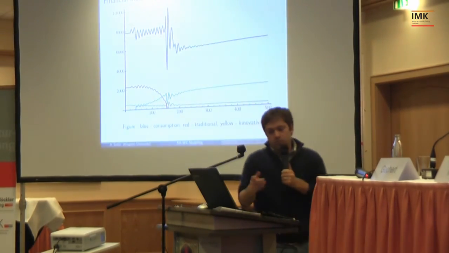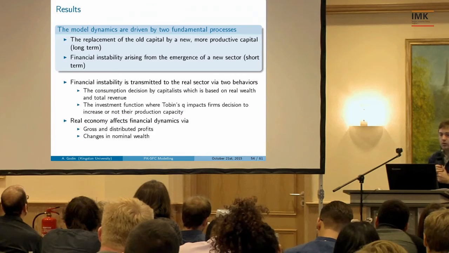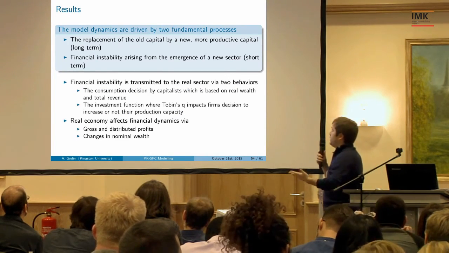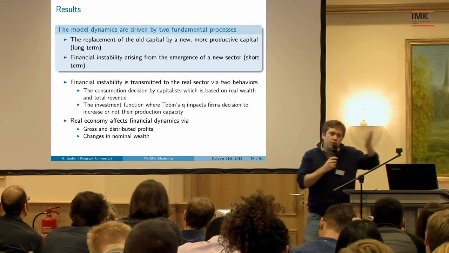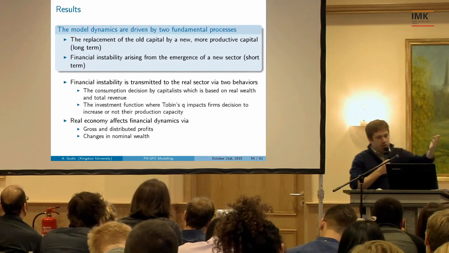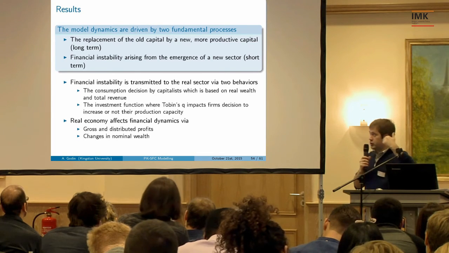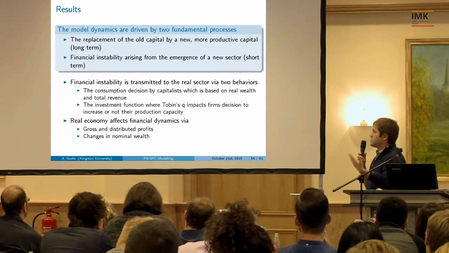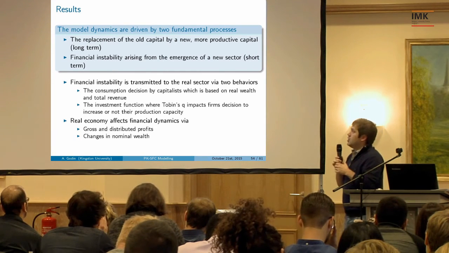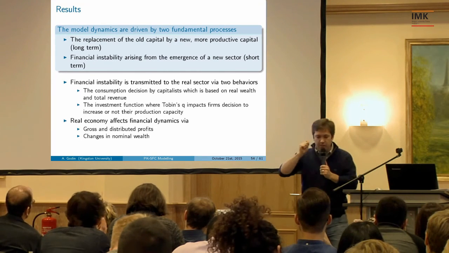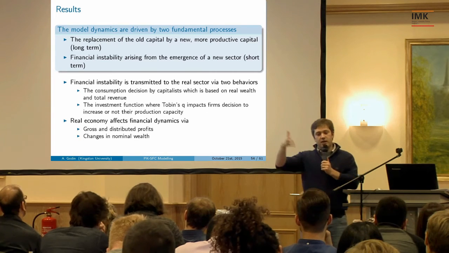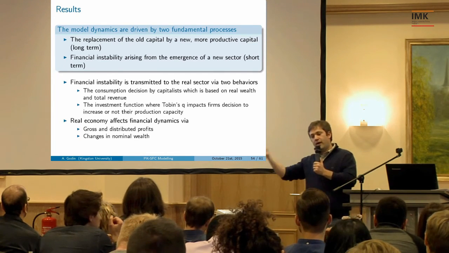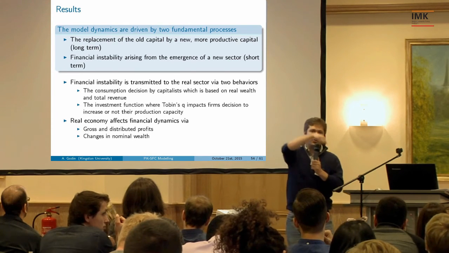So it's very short, but what's the conclusion that we have seen? Well, you see that the model dynamics are driven by two fundamental processes. The replacement of the old obsolete capital by a new, more productive capital, long-term dynamic. And then the financial instability arising from the emergence of a new sector, short-term. So you see that you have feedbacks both from the real side when the new sector emerges and creates more profit, so from the real side to the financial world, but also from the financial world to the real side.